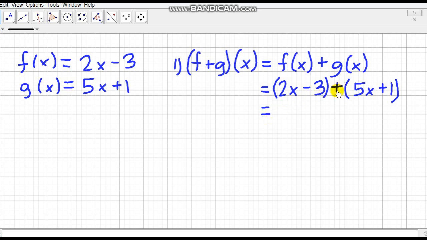From here, since this is addition, the addition gets distributed to 5x and 1. So this becomes 2x minus 3. Then the addition gets distributed, so this becomes plus 5x plus 1. Then we add similar terms. So this becomes 2x plus 5x, that is 7x. Negative 3 plus 1, that is negative 2. Therefore, f plus g of x is 7x minus 2.